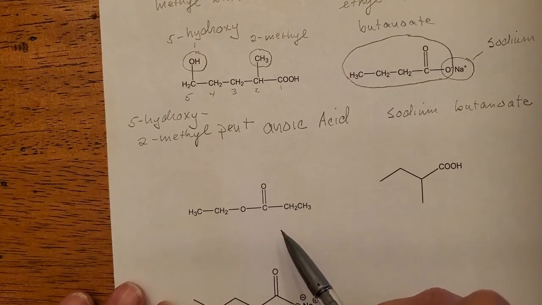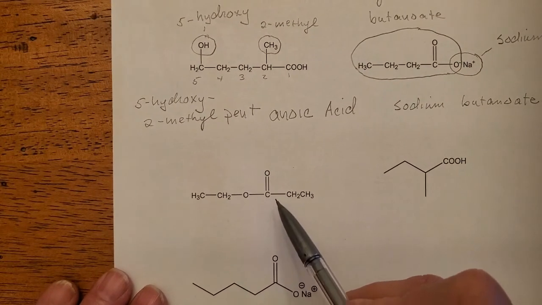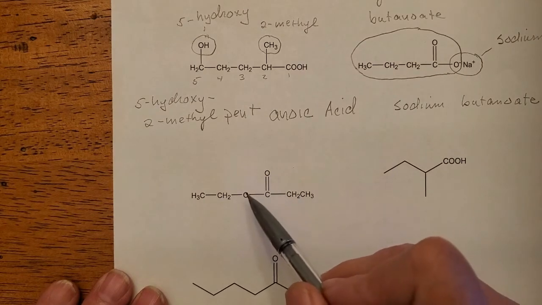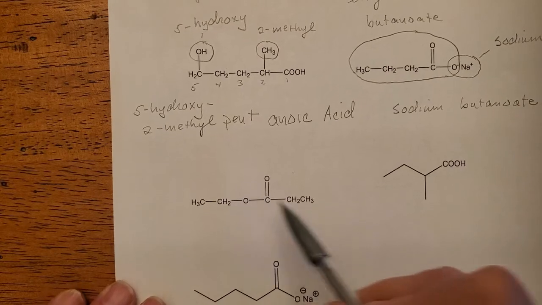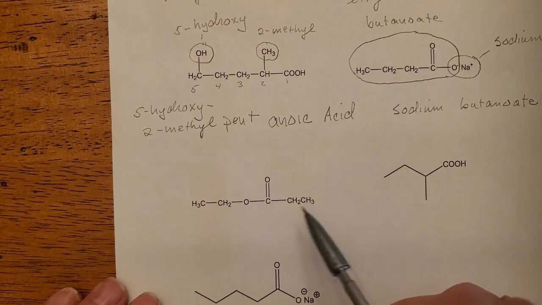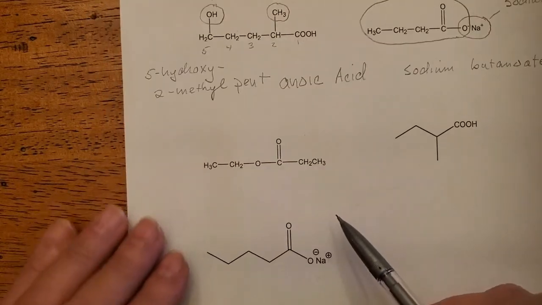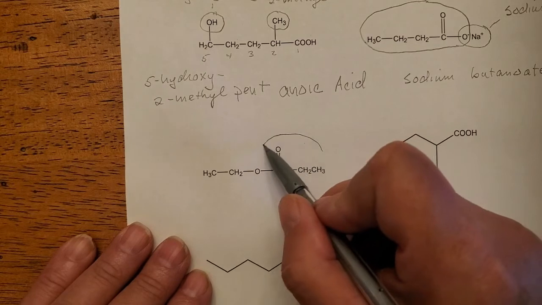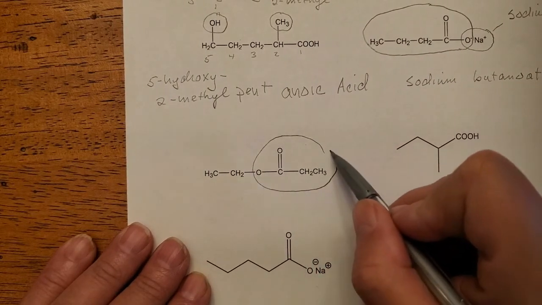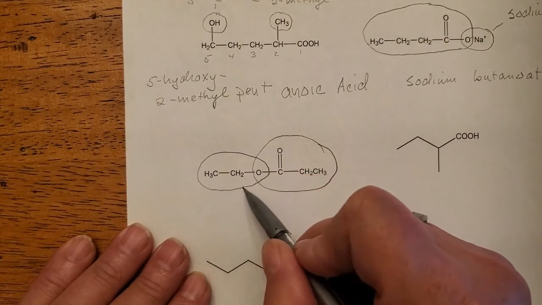Okay, so here's an ester. How do I know? Because it has a carbonyl and it also has an ether. But as you can see, it's drawn backwards from the way this is drawn. So what is going to be helpful is to circle the acid portion and circle the alcohol portion.